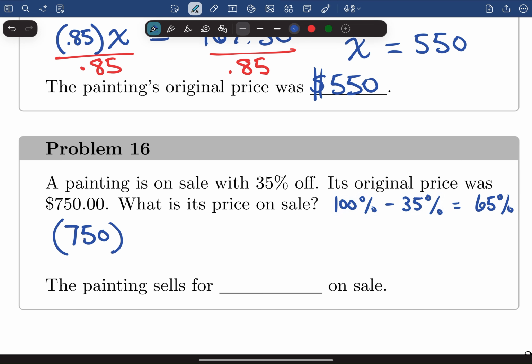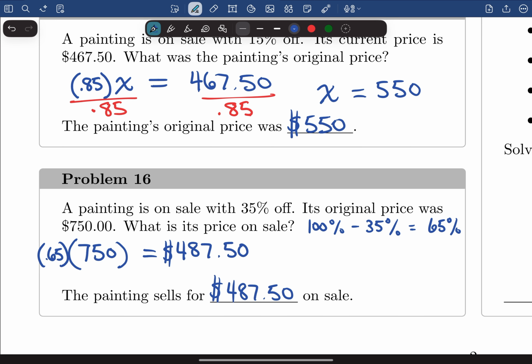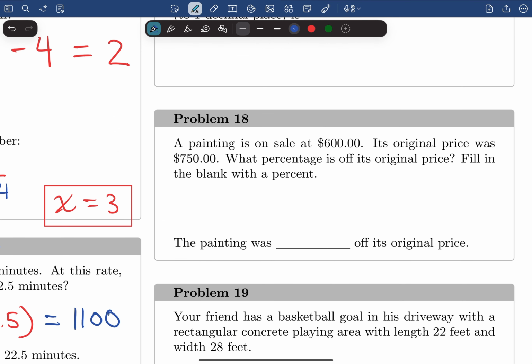So you could multiply the original price by 0.65, right? Turning the percent into a decimal. And now multiplying these together will give you $487.50, right? The answer comes out looking like this, but of course we're talking about dollars, so we're going to put the nearest cent, the nearest hundredth, and turn it into the dollar symbol. So the painting sells at this sale price for $487.50. All right, we're ready to move forward into problem number 17.